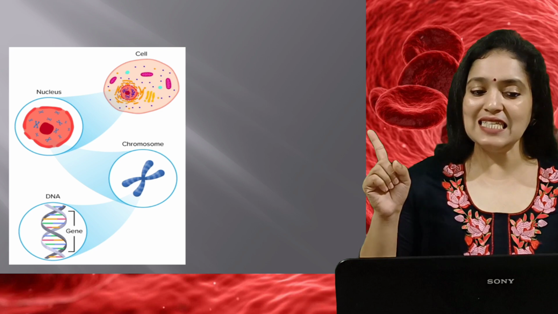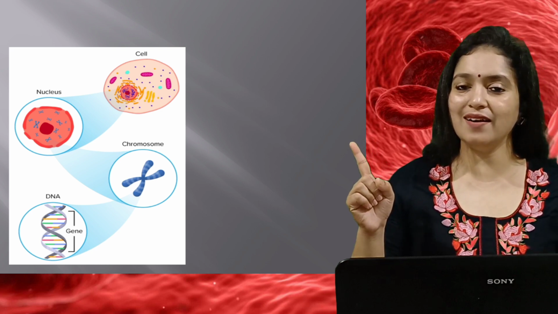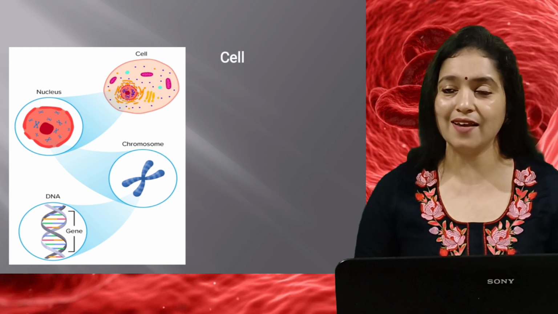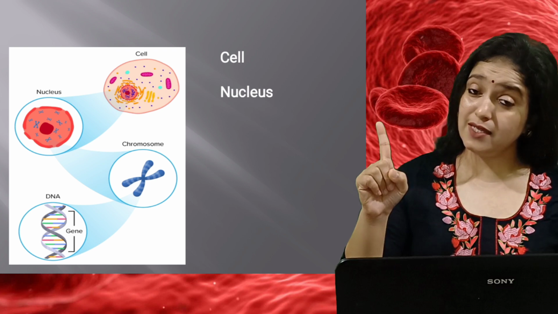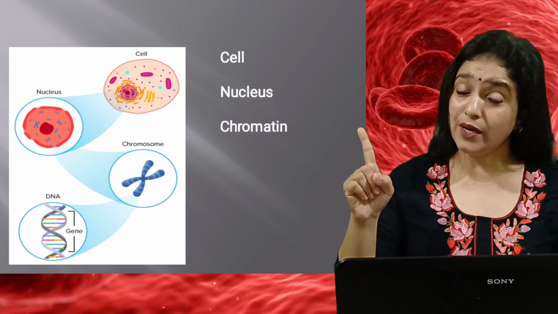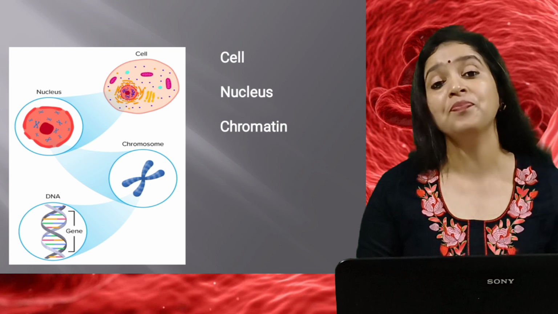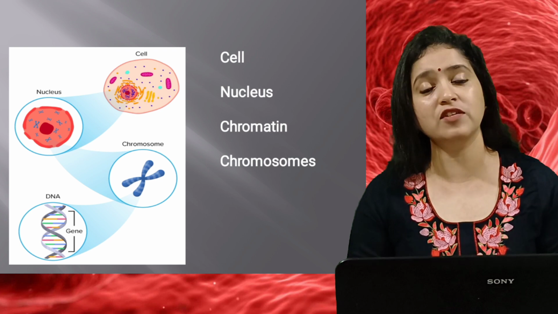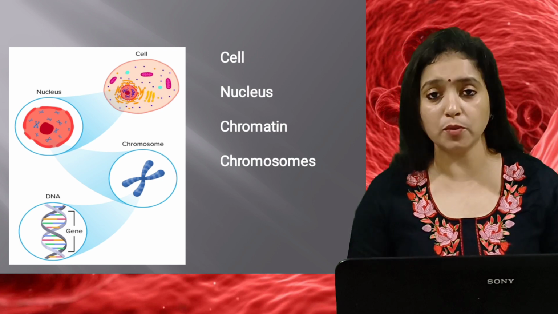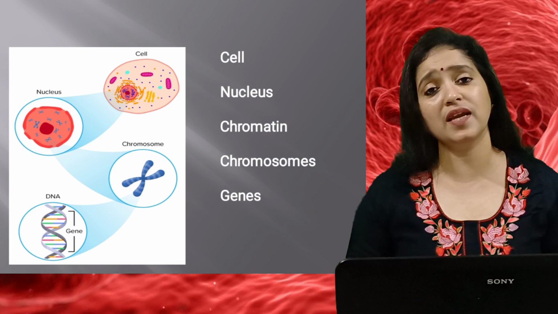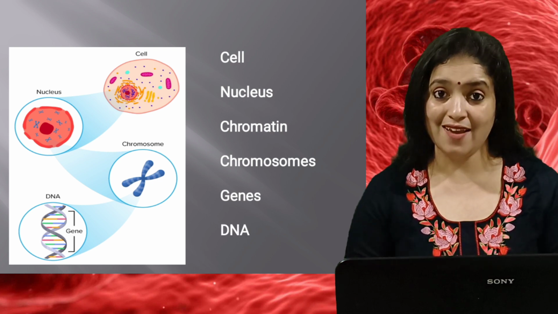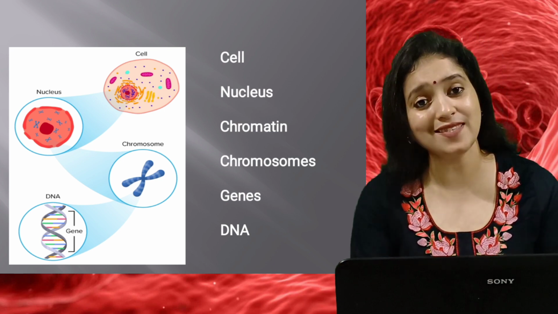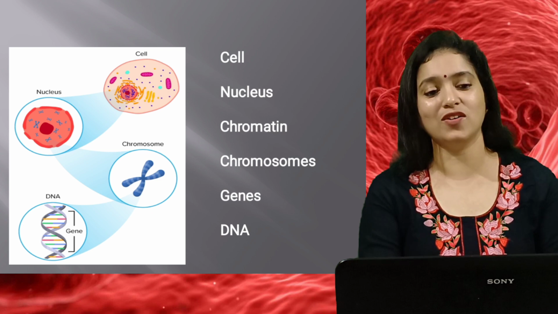Okay, so we are learning regarding DNA. So, where is the location of DNA? It is inside a cell. So, we know that inside the cell, the nucleus is there. Inside the nucleus, the chromatin network is there. The chromatin network, during the time of cell division, is converted into chromosomes. And these chromosomes are made up of DNA. So a piece of DNA which codes for a single character is known as a gene. This is the basic concept.